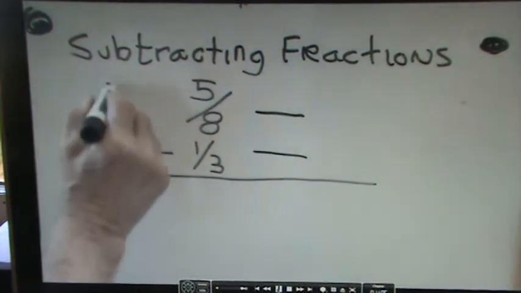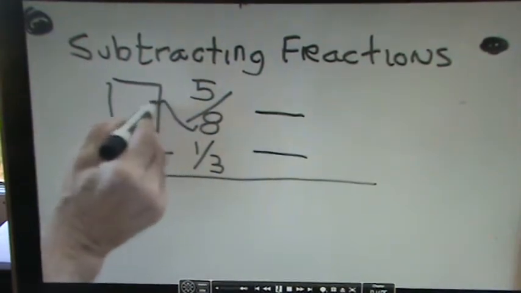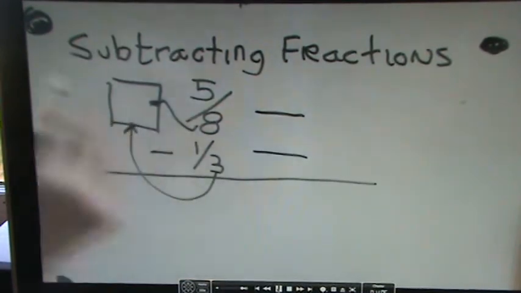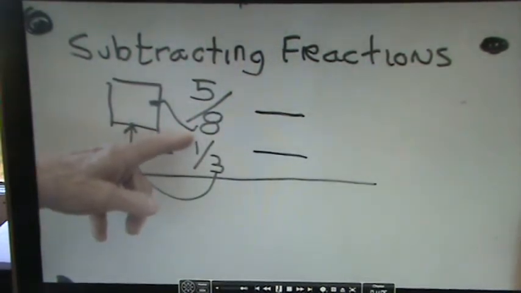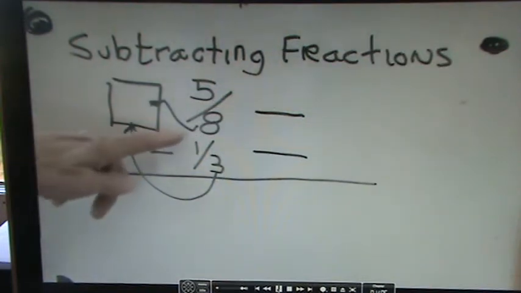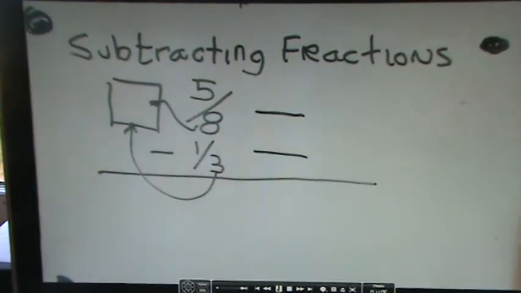So we're looking for a number that 8 will go into evenly, and 3 will go into that same number evenly. Well, if 8 has to go into the number, the number has to be 8 or bigger. So let's start with 8. Now we know 8 will go into 8 evenly, obviously one time, but 3 will not go into 8 evenly.